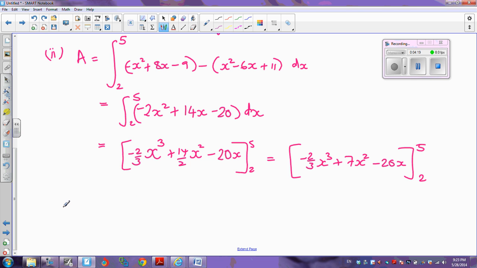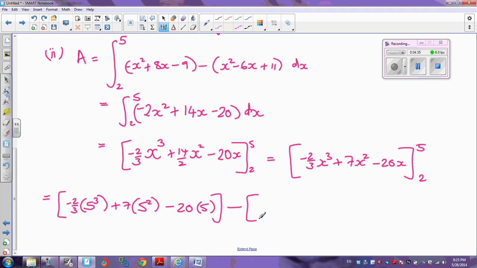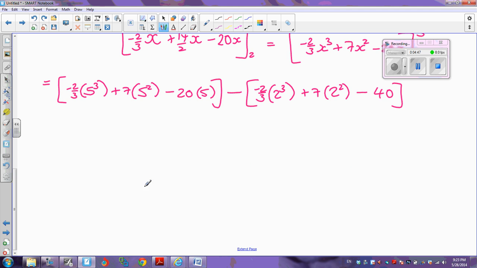And we're integrating from 2 to 5. So first of all I'm going to put in the 5, so it's minus 2/3 times 5 cubed plus 7 lots of 5 squared minus 20 times 5, and then we subtract when we put in the second limit, so it's minus 2/3 times 2 cubed plus 7 lots of 2 squared minus 20 times 2, which is 40. Okay, let's keep going.